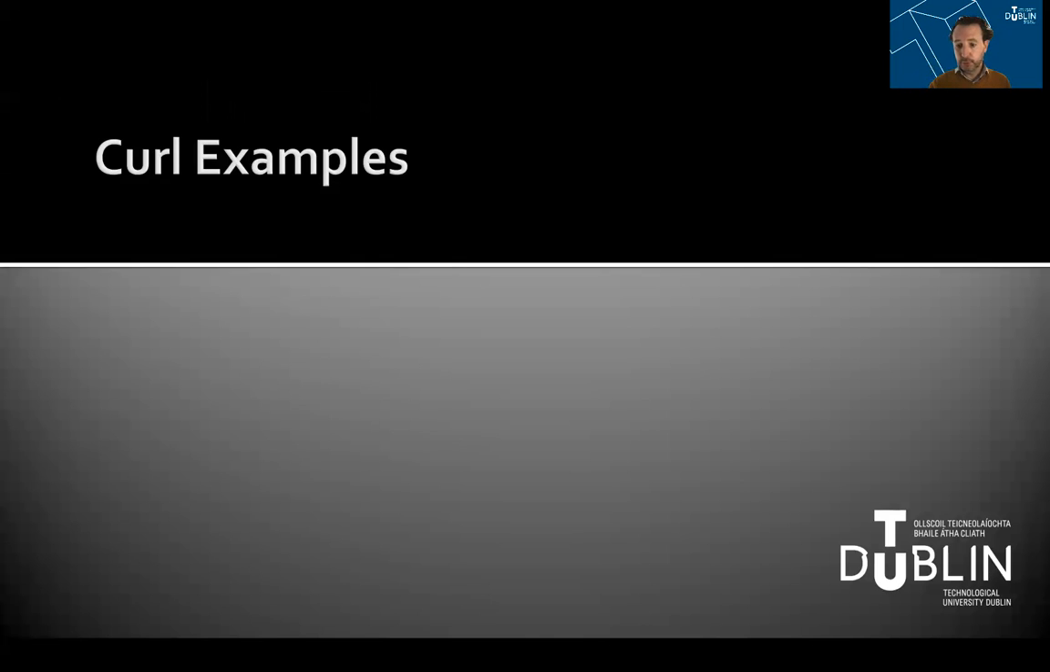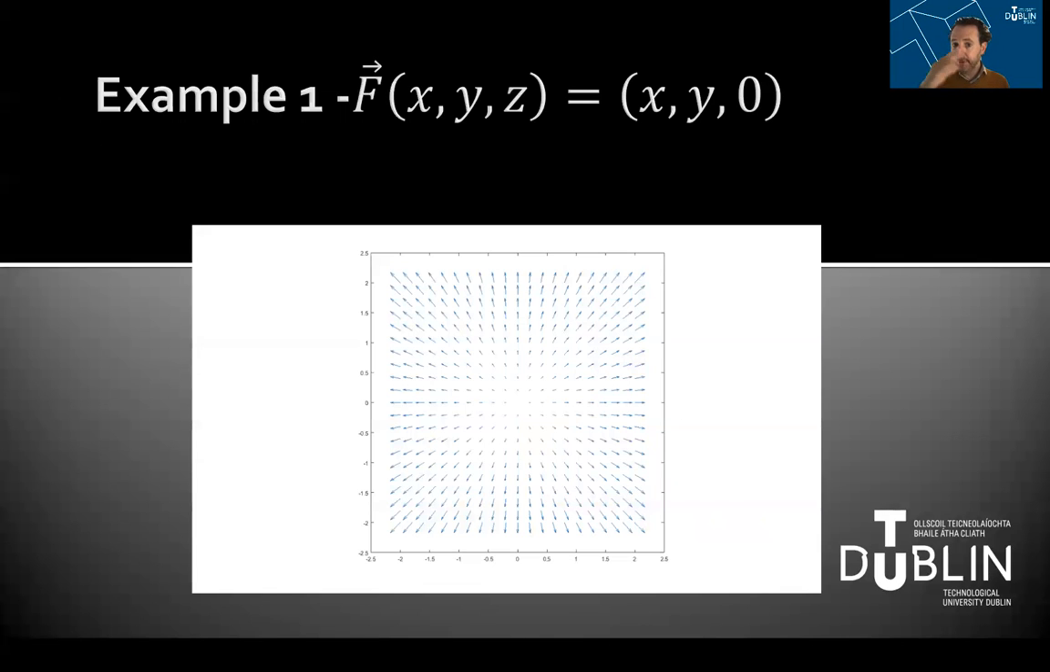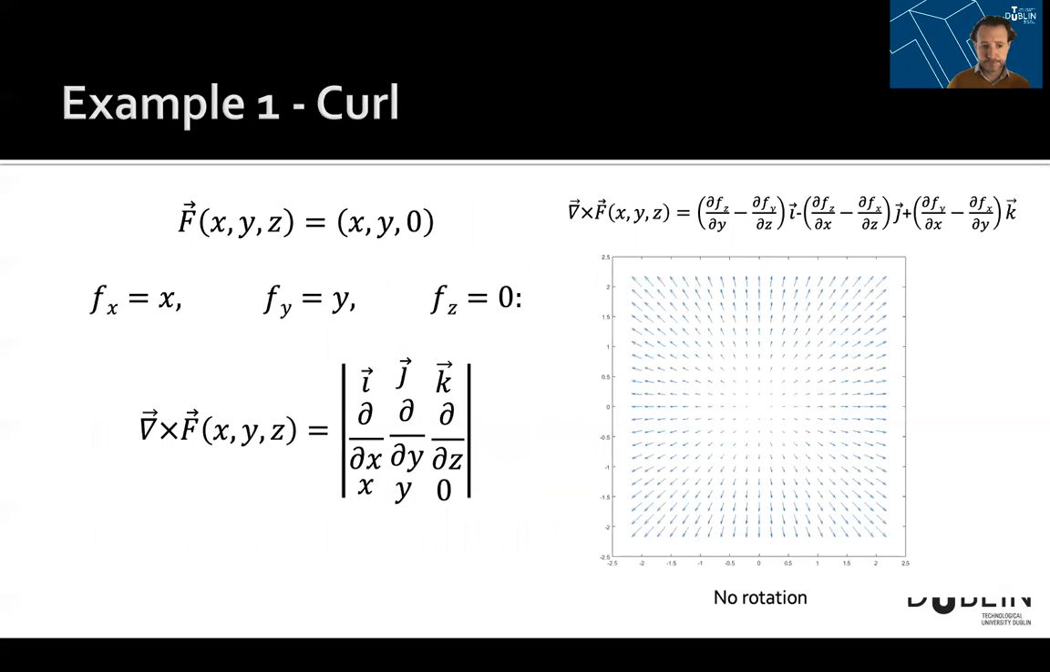Now, let's go through some examples. The same as before, but now we're looking at rotation. So does this expanding fluid look like it's rotating? No. Now let's see if the maths agrees. So what we have here is our vector field, and we just take it into 3 parts, the x part, the y part, and the z part, and place it into our matrix.